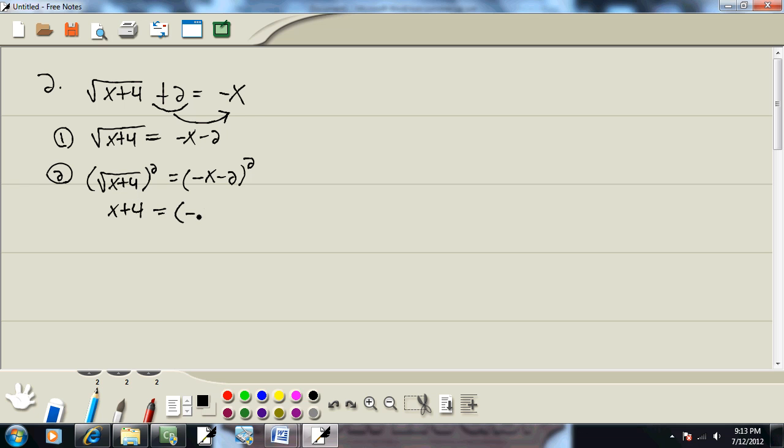Now over here, we got negative x minus 2 times negative x minus 2. Negative x times negative x is x squared. Negative x times negative 2 gives us a positive 2x. Negative 2 times negative x is a positive 2x. And negative 2 times negative 2 gives us a positive 4. No matter where you are in math, combine together like terms. 2x plus 2x is 4x plus 4.